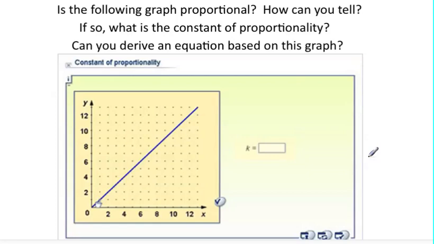Is the following graph proportional? How can you tell? If so, what is the constant of proportionality? Can you derive an equation based on this graph?